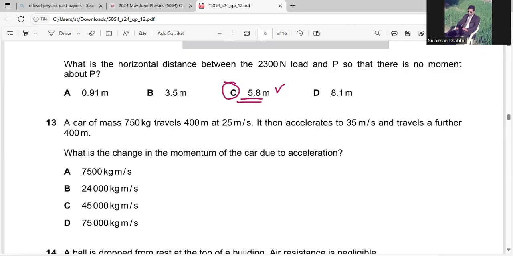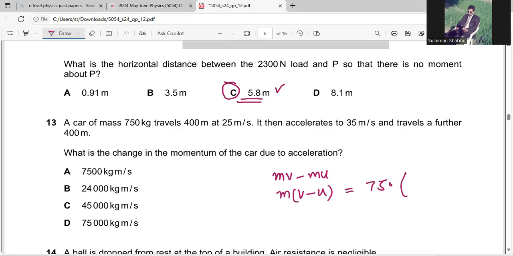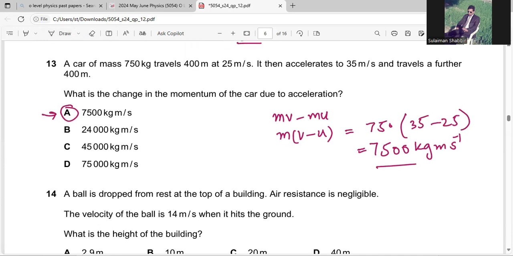So what is the change in velocity? 35 minus 25 is 10. Mass is 750, so I am using the formula mv minus mu. m is common, so it is m times (v minus u), which is 750 into (35 minus 25), that is 10. That gives 7,500 kilogram meters per second. So option A is the right answer, where I only have to calculate the change in momentum.